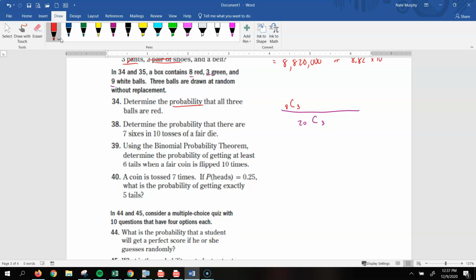Okay, so I want to make sure you can see how to set up our numerator. So what we're going to do is go next. It says that there's 3 green balls, and there's not going to be any that we're going to select from there. So it'll be just 3 choose 0. And then there's 9 white balls. Well, I can't write in white, so I'll just do blue. So we'll say there's 9, and again, we're choosing 0 of those.